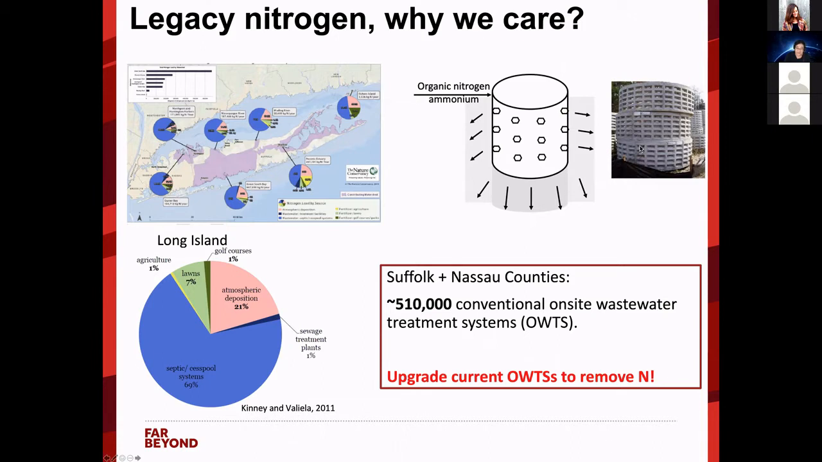For Suffolk County and Nassau County, we have over 510,000 of these types of systems. So it is critical for us to upgrade these systems to sustainably and effectively remove nitrogen in order to reduce the nitrogen loading to the coastal regions from such systems. This is also one of the essential goals of the center. On the other hand, we're also very eager to understand how much of the nitrogen loading is actually from the legacy nitrogen present beneath and surrounding the pool, especially considering the shallow water table and also the shallow depths where the leaching pools currently reside.